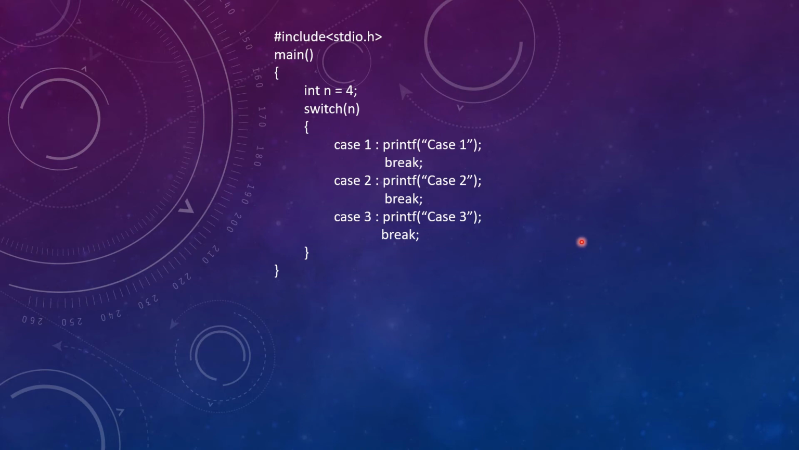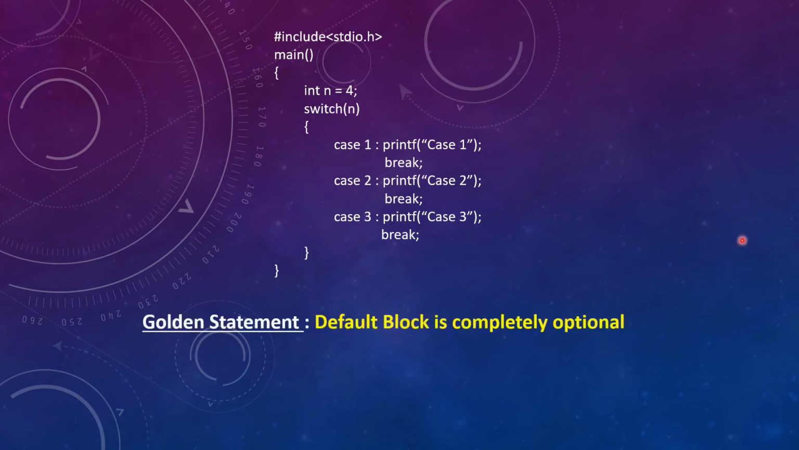Let me give you a golden statement here so you will better understand this question. The golden statement is: default block is completely optional. Yes, there is no mandatory reason that you need to keep a default block inside the switch case. No, it's not mandatory, it's optional. So in this case, when we pass 4 inside the switch and none of the cases are matched and the default block is also not present, which is optional, then there will be no compilation error and the program will be executed successfully, but there won't be any output on the output console, right? There will be an empty black screen.